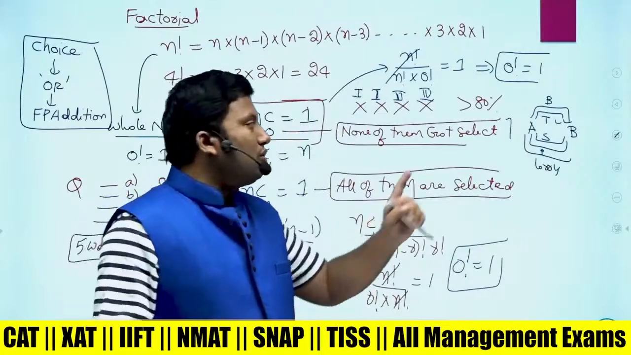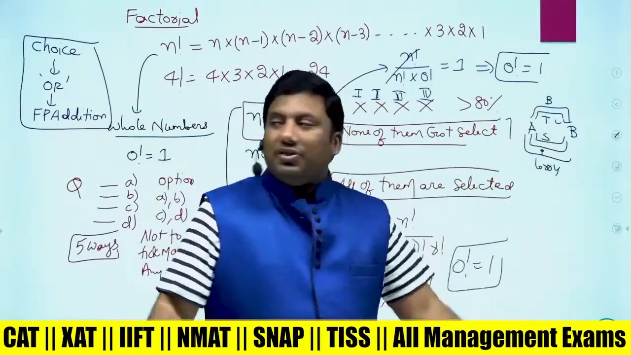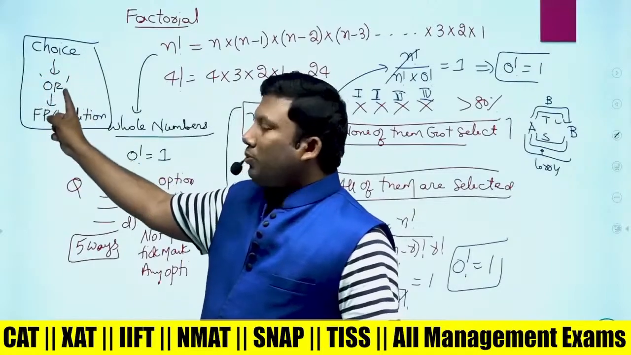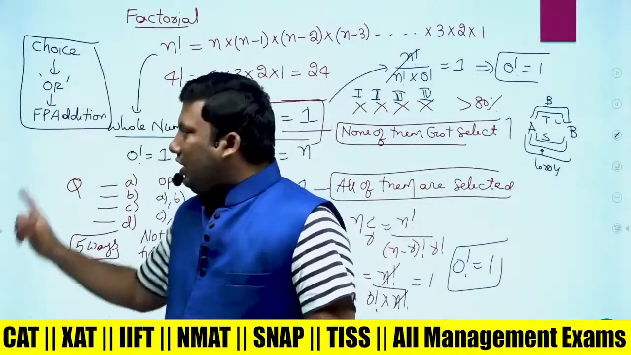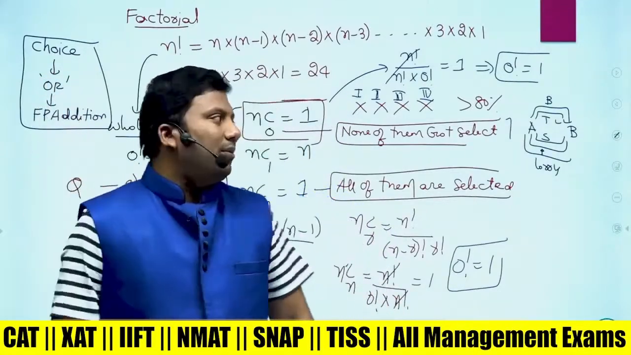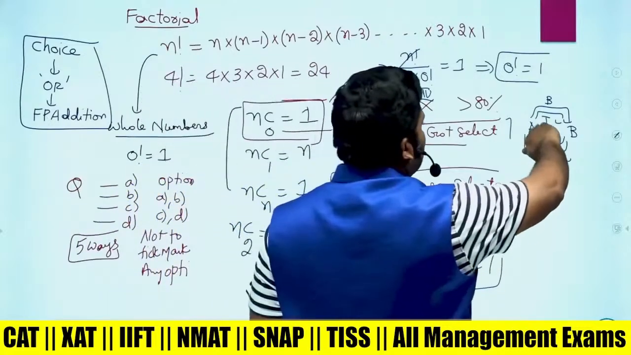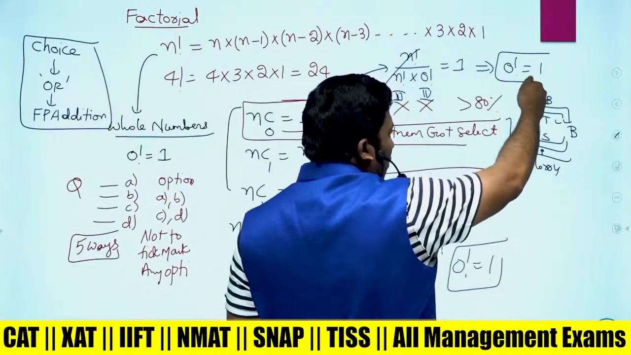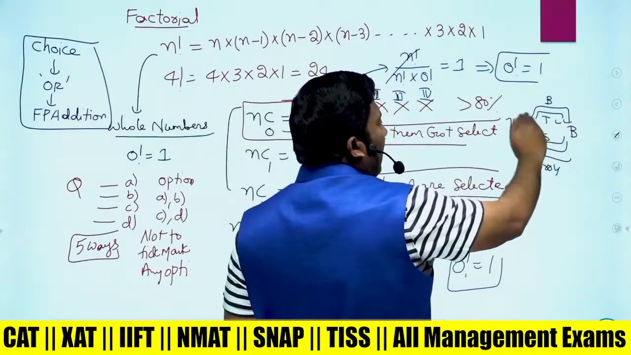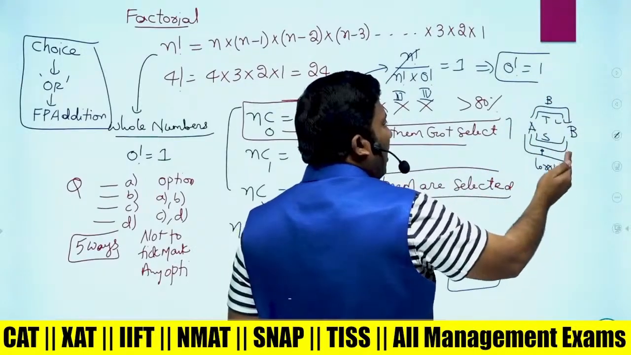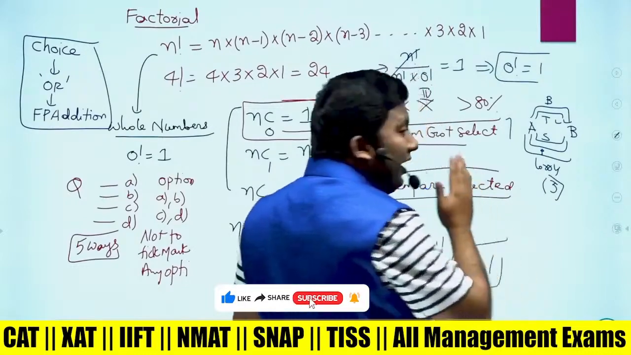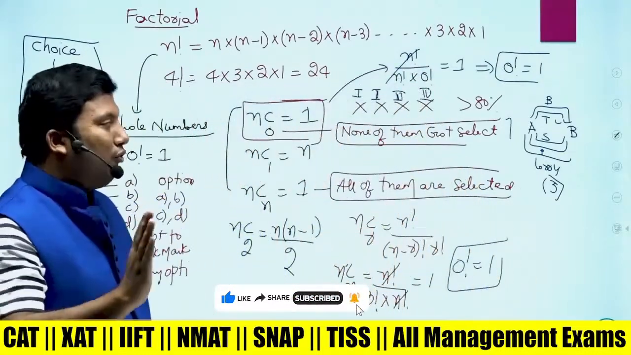I can choose any one out of these 5. I have a choice to make. Whenever there is a choice to make, I will use the or condition. Or condition is nothing but addition. One way through bike, or train, or scooty, or plane, or lorry. So total how many ways are there? 5 ways. I need to select 1 out of 4.